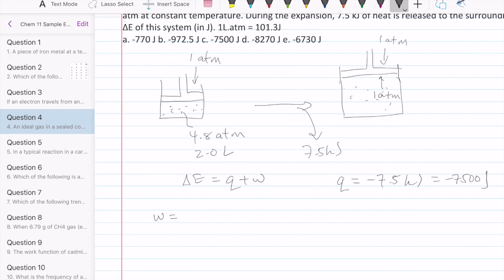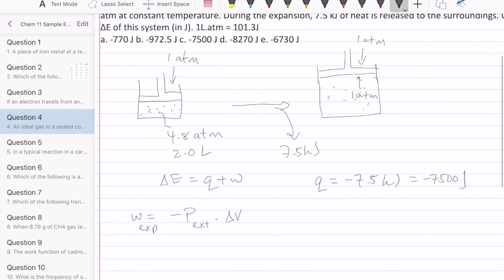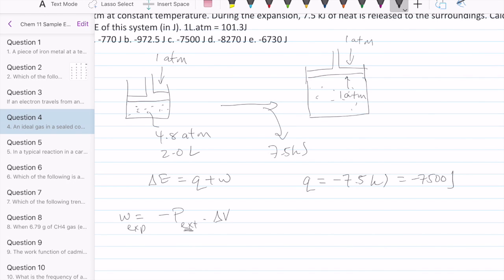The type of work that we talked about in chemical reactions is something we call expansion work, which is given by negative P external times delta V, right? This really just means that the gases are expanding against some external pressure, which in this case is 1 atmosphere. We're trying to get the change in volume that occurs as the gas is expands, so we need to find the volume in the final state versus the initial state. We know the initial volume, it's 2 liter. The final volume we don't really know.